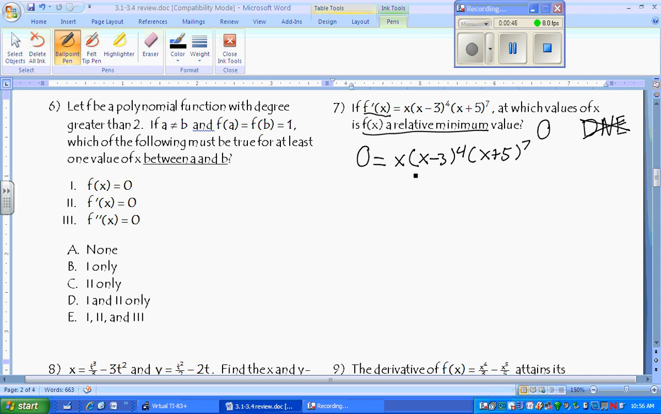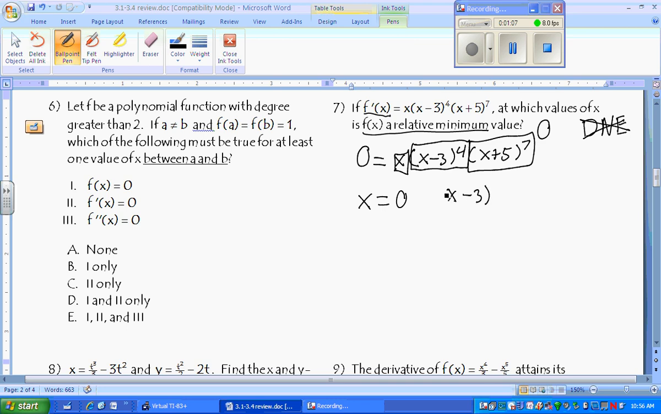Since it's all multiplication, we can set each factor equal to 0. So x, (x minus 3) to the 4th, and (x plus 5) to the 7th. So the x is easy. It's just 0. I'm sure we can all figure that out.